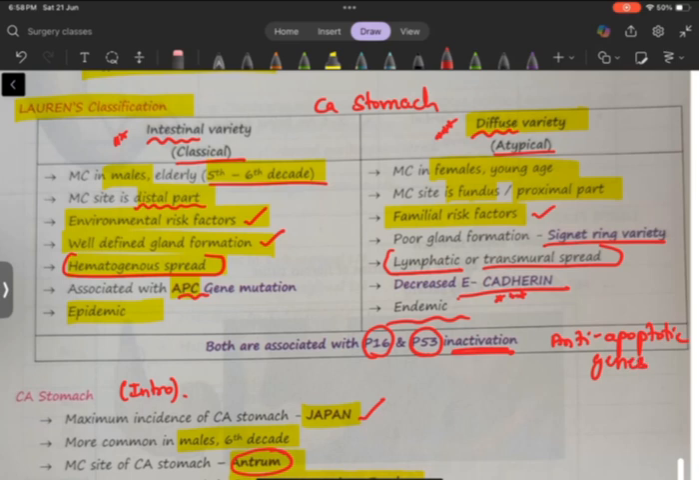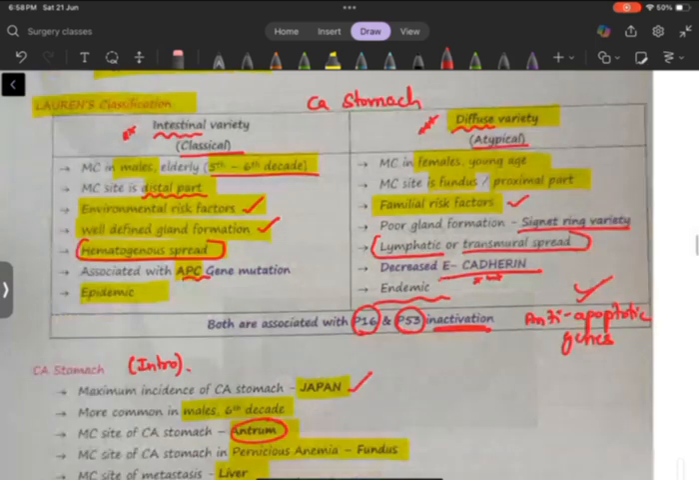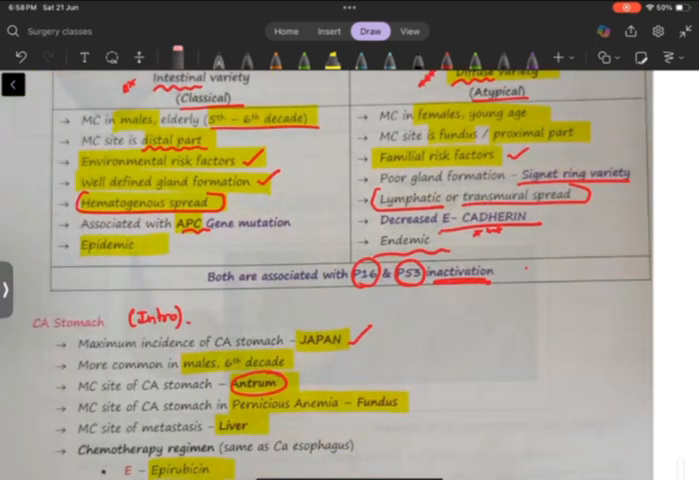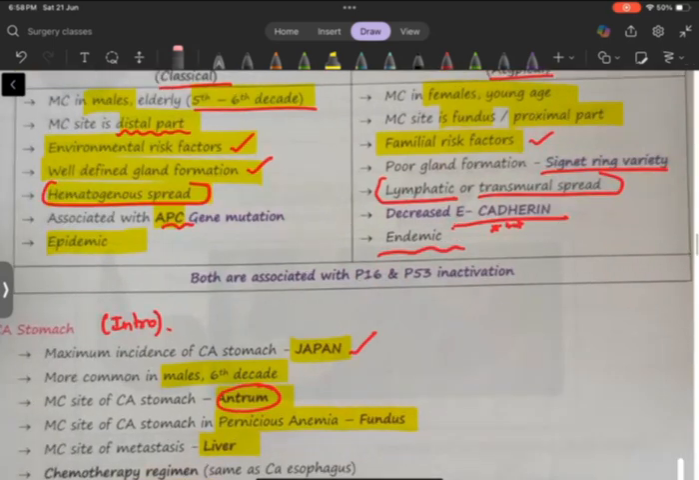ಅಪೋಪ್ಟೋಸಿಸ್ ಆಗೋದನ್ನು ತಪ್ಪಿಸ್ತಿರುತ್ತೆ. ಬಟ್ ಇವೆರಡು ಇನ್ಯಾಕ್ಟಿವೇಟ್ ಆಗೋದ್ರಿಂದ ಏನಾಗುತ್ತೆ, there will be no anti-apoptotic effect, so there will be more damage or more growth of the tumors. Okay, or you can say tumor suppressor genes. ಇವೆಲ್ಲ ಟ್ಯೂಮರ್ ಸಪ್ರೆಸರ್ ಜೀನ್ಸ್ ಏನು ಮಾಡ್ತಿರುತ್ತೆ, ಟ್ಯೂಮರ್ ಗ್ರೋತ್ ಆಗೋದನ್ನು ಸಪ್ರೆಸ್ ಮಾಡ್ತಿರುತ್ತೆ. ಸೊ ಈ ಕೇಸಲ್ಲಿ ಏನಾಗುತ್ತೆ, P16 and P53 will be inactivated, because of which there will be no tumor suppression and tumor will start growing. ಓಕೆನಾ? ಟ್ಯೂಮರ್ ಸಪ್ರೆಸರ್ ಜೀನ್ಸ್.